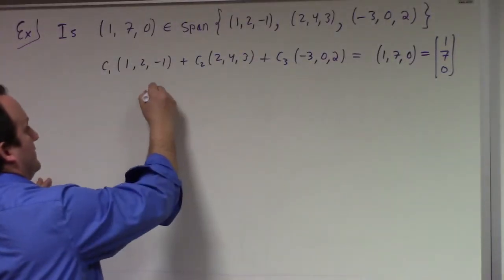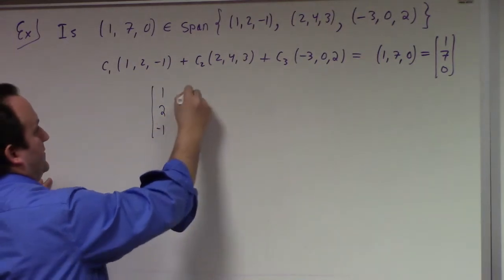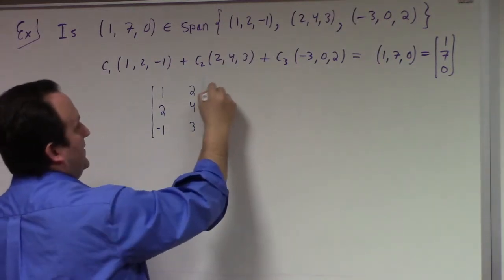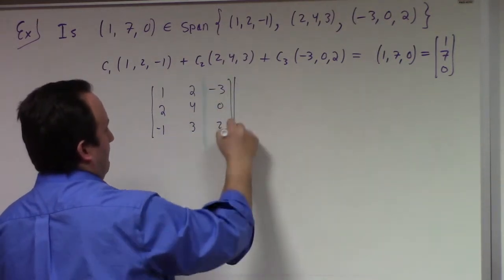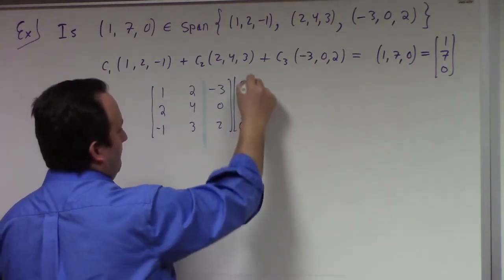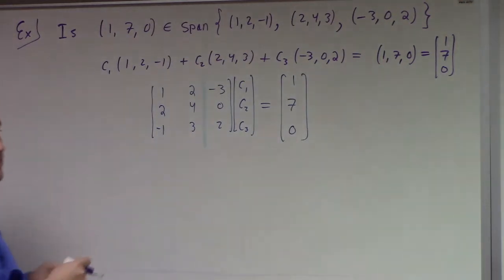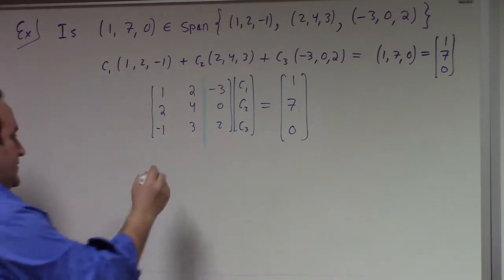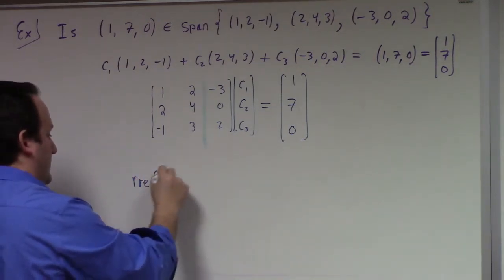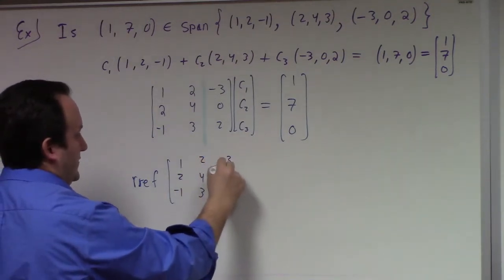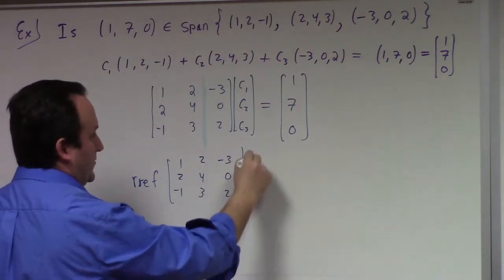I've got the matrix with columns (1, 2, minus 1), (2, 4, 3), (minus 3, 0, 2), times C1, C2, C3 equals (1, 7, 0). I have to solve this system. So when the rubber hits the road, we're back to a row reduction, right? We have to ask, what is the reduced row echelon form of this matrix, reading by columns, and then (1, 7, 0).